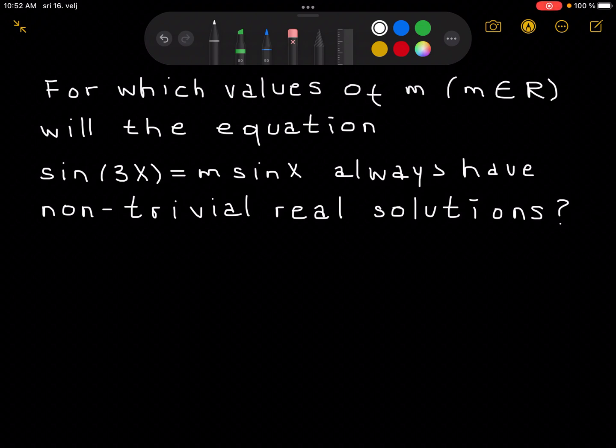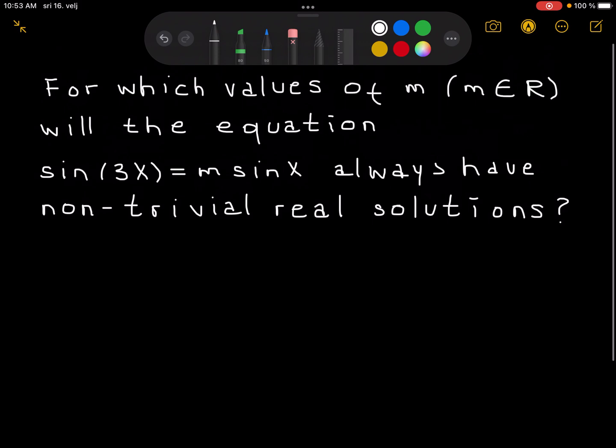So hello everyone. Today we're going to be doing an interesting trigonometry problem. Namely, for which values of the real parameter m will the equation sine of 3x is equal to m times sine x always have non-trivial real solutions?